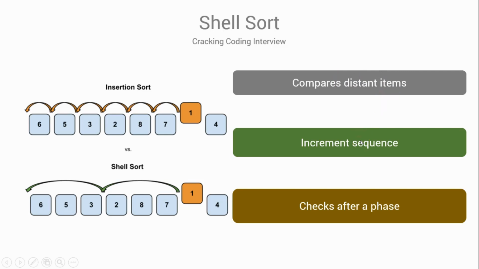Then we have the increment sequence, which means that once the distant items are properly arranged as per the gap, like now I have arranged with the help of gap 3, then I enter gap 2 and then 1. So automatically I increment the sequence, because I move from 6 to 5 and then to 3 and then to 2 and then to 8 and so on. And after that it checks the phase. So this is the typical logic behind this algorithm.